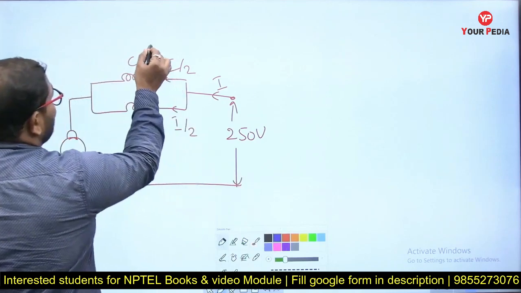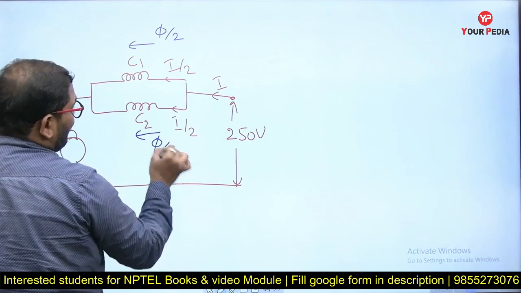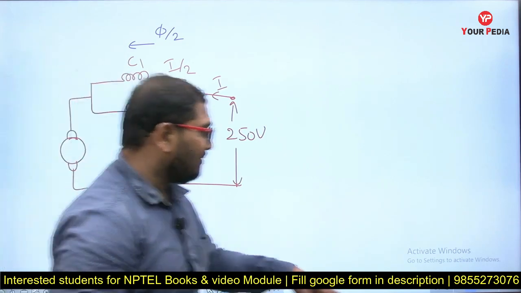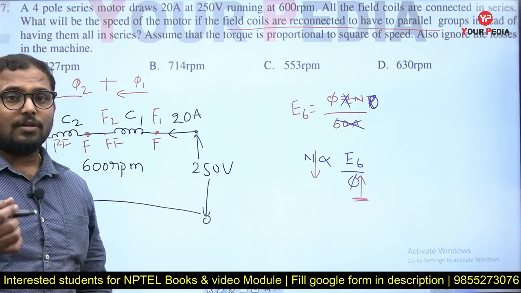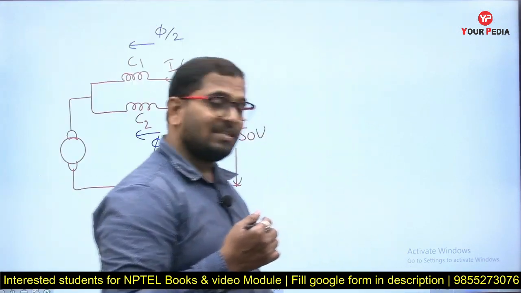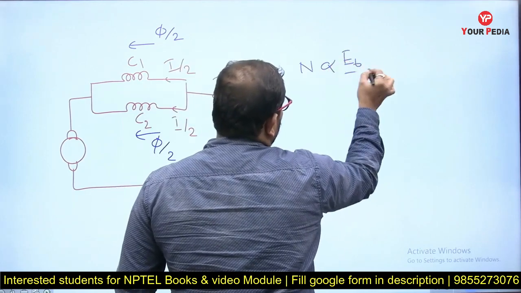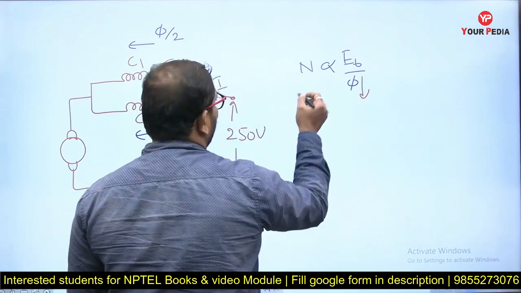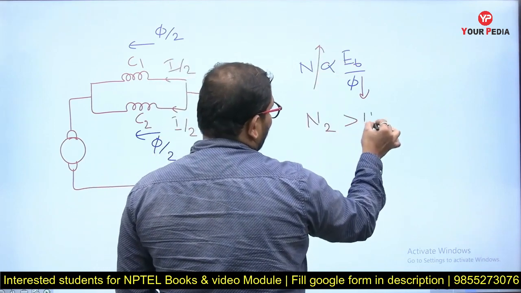See, if you observe, current is flowing in this one. What is the flux now? Pi by 2. Here also pi by 2. Both the fluxes are aiding, in the same direction. I can say the total flux will be pi only. But in the previous case, this is pi, both are adding, so pi plus pi, 2 pi you will get. But here the flux is less. What is the speed of your DC machine? It is EB by pi. As the flux is reduced because of the parallel connection of your field coils, the speed will increase. So this speed N2 will be more than N1.